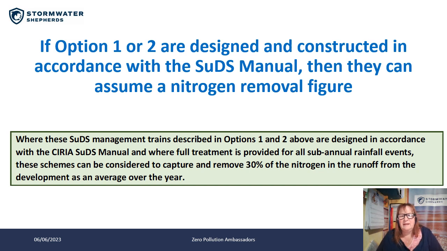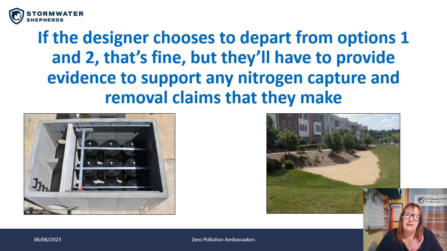If you do that, you can assume that that system, that SuDS management train, will capture and remove 30% of the nitrogen in the runoff as an average across the year. So that's the figure that you would use for your change of land use calculations in the nutrient neutrality methodology. So we have provided that number of 30%. Some developers will choose to use that. Some developers will want a bigger number. And that's fine.